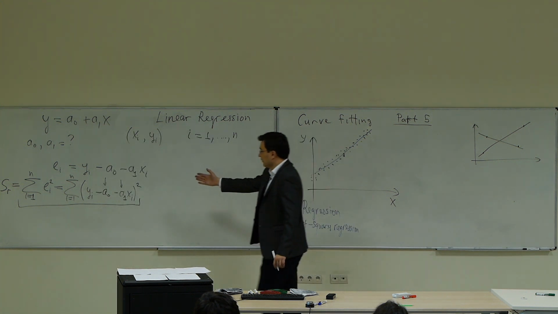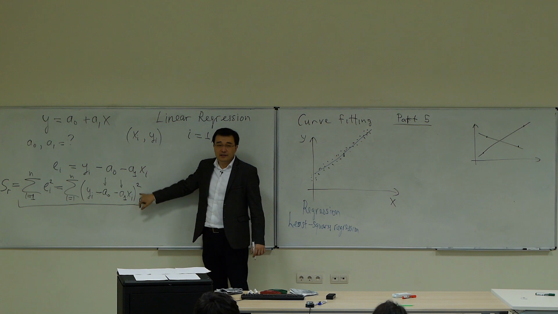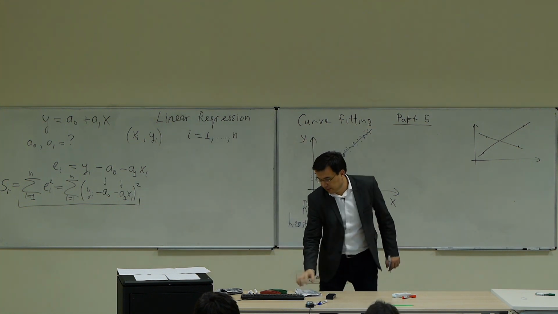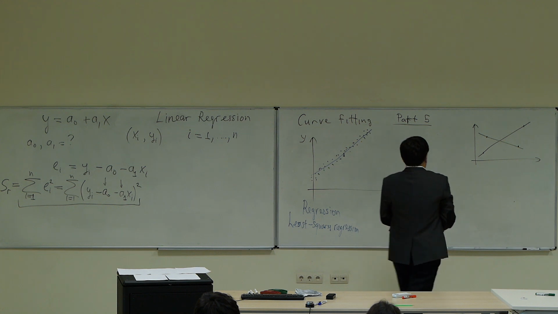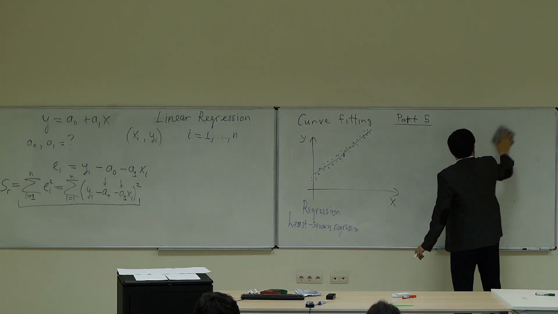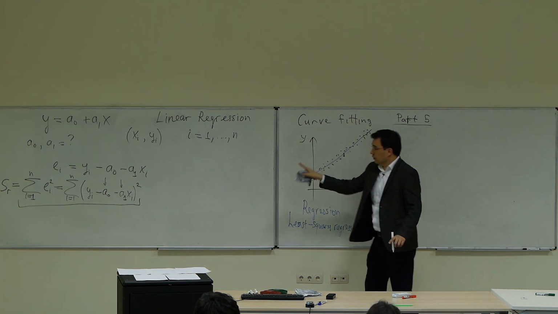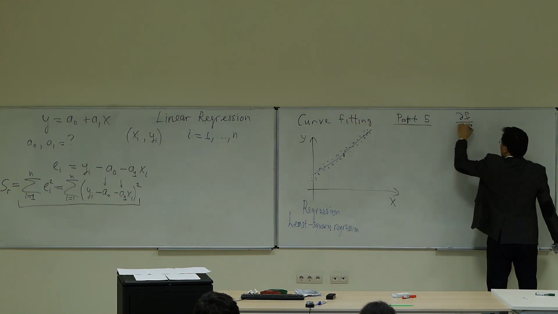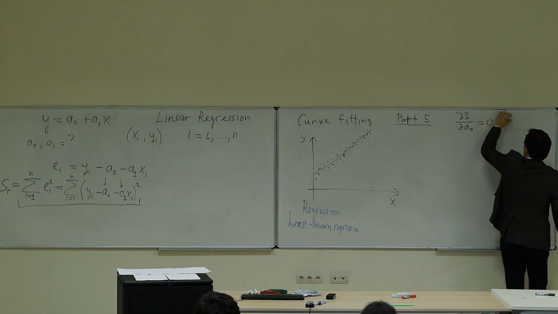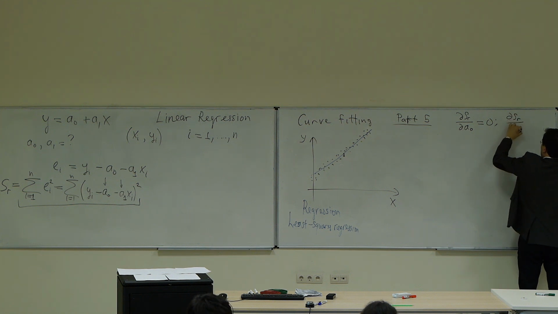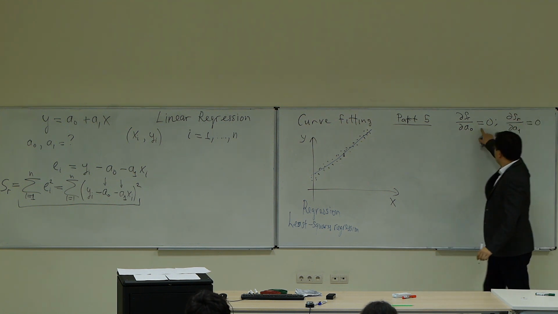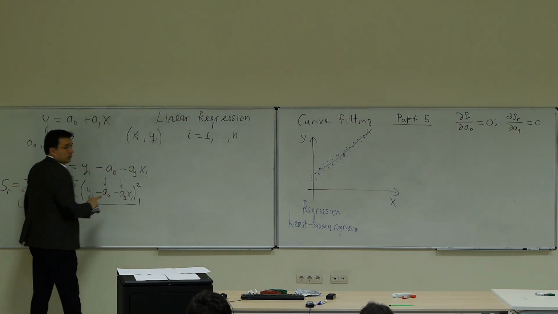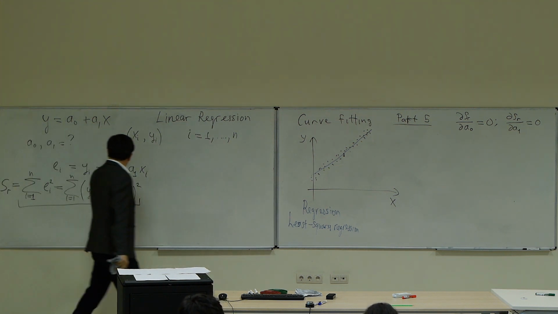Exactly. This is a super simple function, right? This is a parabolic function. And the minimum of that parabolic function, we can calculate it easily, right? Let's do that. So we have 2 parameters, a0, a1. The derivative of SR with respect to a0 should be 0, and the derivative of SR with respect to a1 should also be 0. These 2 conditions give us 2 equations from which we can find a0 and a1. Very simple, right? The idea is very simple.